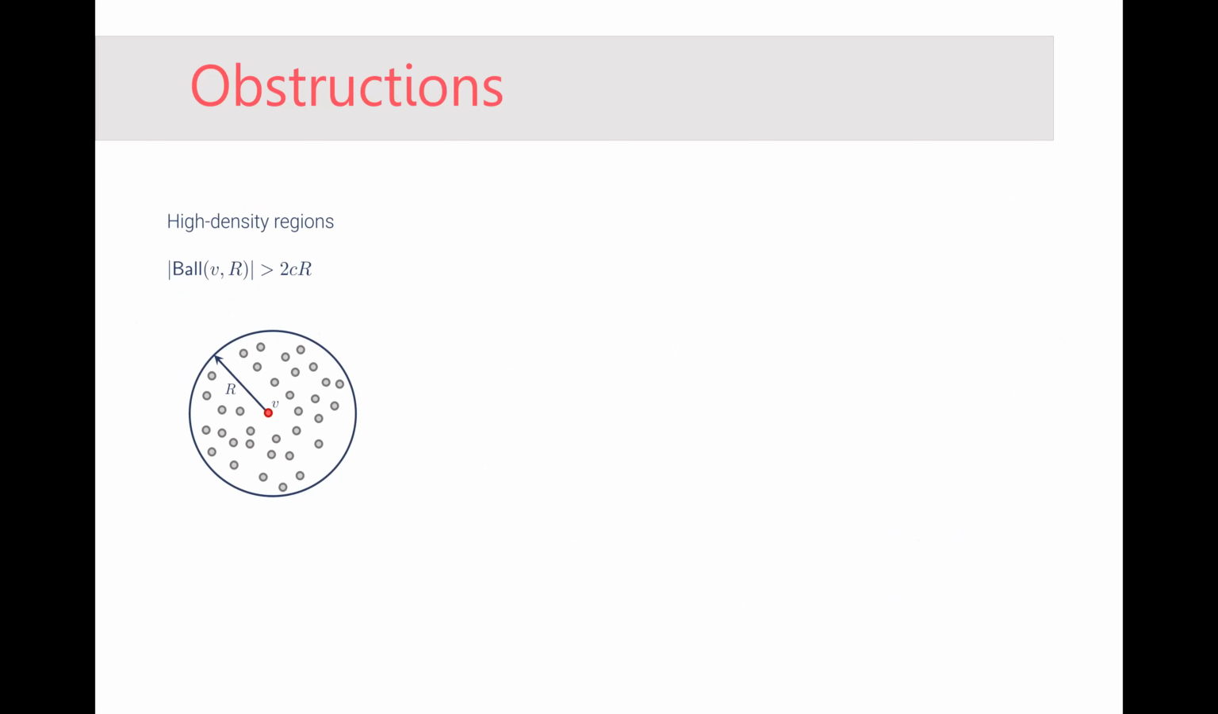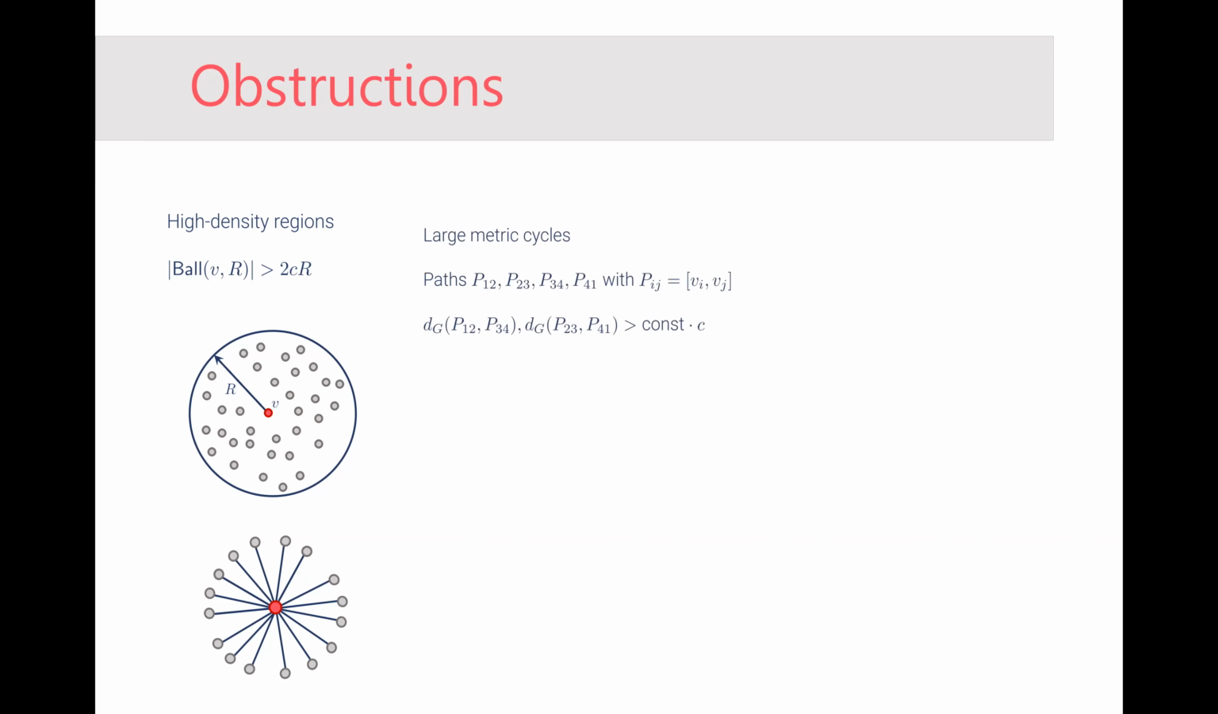So one could think about what could be the obstructions for the embeddability of graphs. It turns out there are 3 of them. The first obstruction is high density regions. The way to think about them is, for example, a star graph or a clique graph, when a very small ball contains a relatively large number of vertices, or perhaps a binary tree, when relative to the size of the graph we have a lot of vertices packed into the diameter of the graph. Then we have large metric cycles.